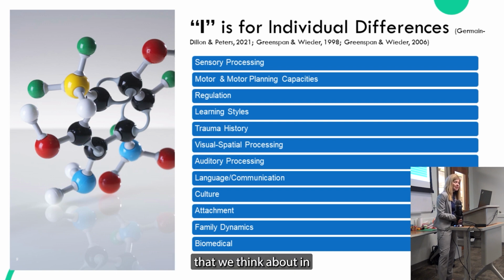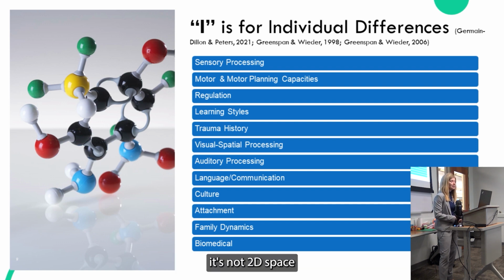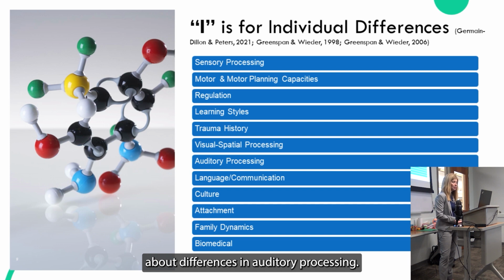Some other individual differences that we think about in the developmental model is a history of trauma. And trauma could be emotional trauma. It could be medical trauma. It could be being born prematurely. It could be just about anything. The client or youth might have differences in visual spatial processing, and that's the intersection of motor and vision. That's the ability to navigate space and manipulate objects in 3D space with the body. So it's not 2D space like on a computer screen. It's that 3D learning. We already spoke a little bit about differences in auditory processing.